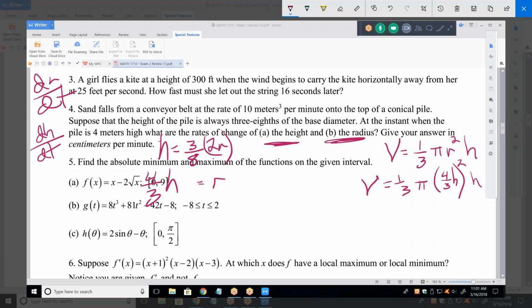Well, we can combine those h's. So we have 1/3 pi. We do have to square the 4/3, that's 16/9. And the h squared and the h become h cubed. So now we have 16/27 pi h cubed.